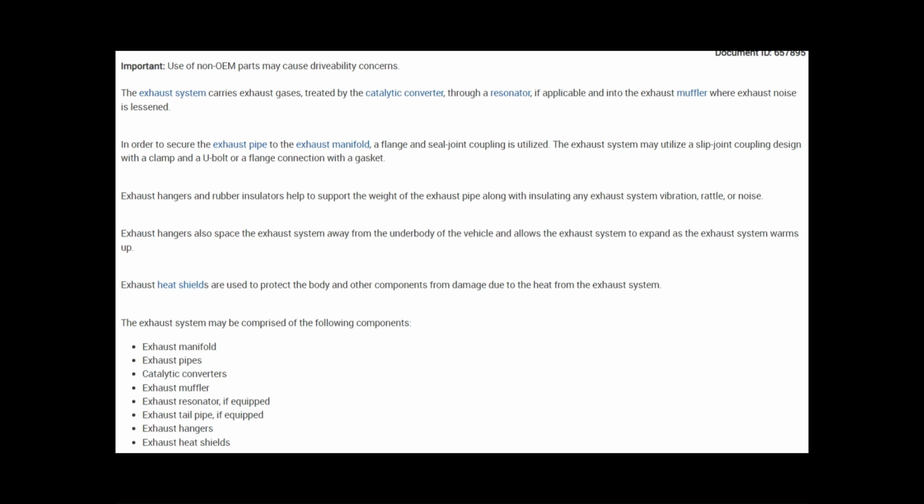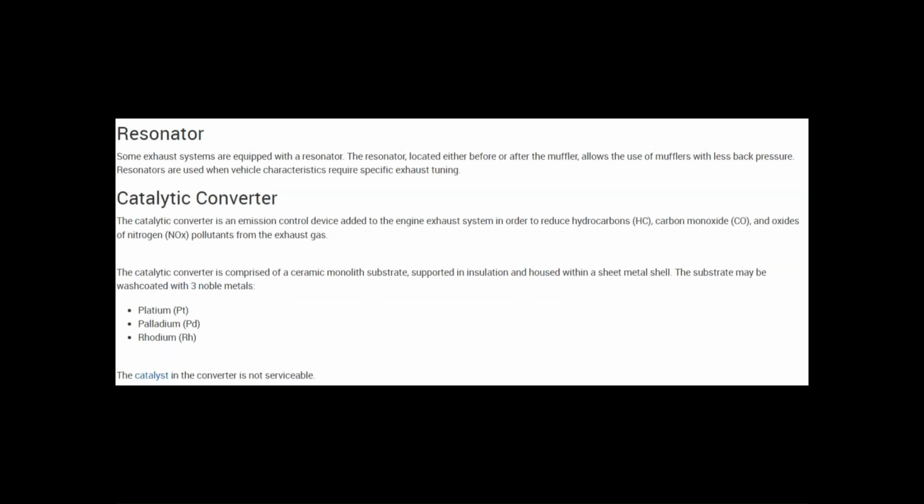You can pause the video here and read about the exhaust system, but I'm going to mention the exhaust system's components, which are the exhaust manifold, exhaust pipes, catalytic converter, exhaust muffler, the resonator, if equipped, the tailpipe, the hanger, and the heat shield. As mentioned previously, the resonator could be equipped with your vehicle.